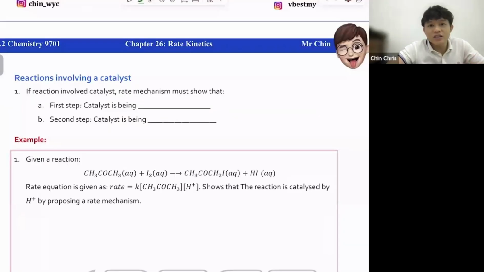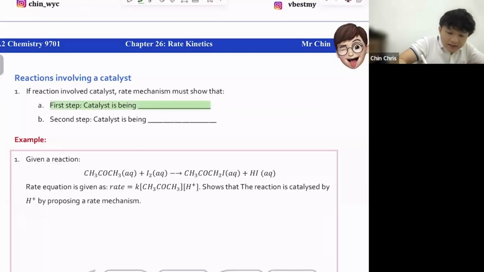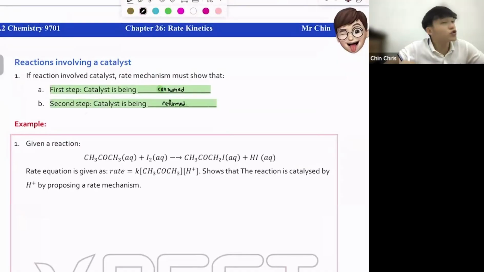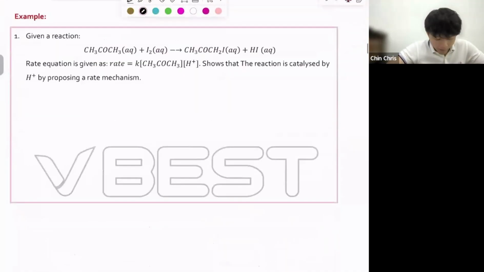Guys, again, for catalyst, the sequence is different. First step, the catalyst is being consumed. Remember, you must consume your catalyst first. And in the second step, the catalyst is being reformed. Understand? So the catalyst is consumed in the first step and reformed in the second step. That's it.